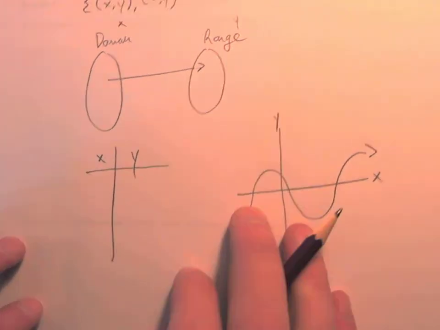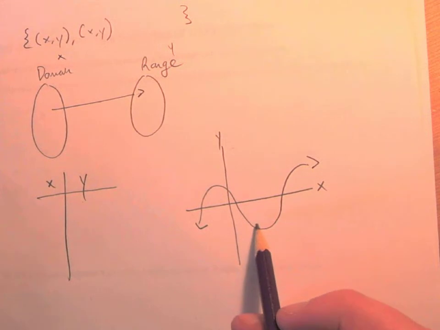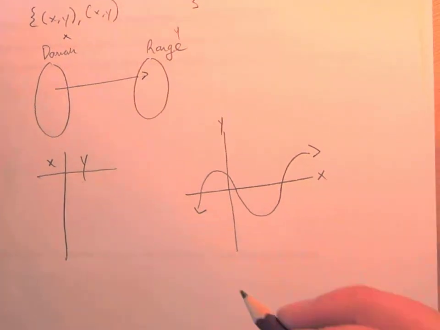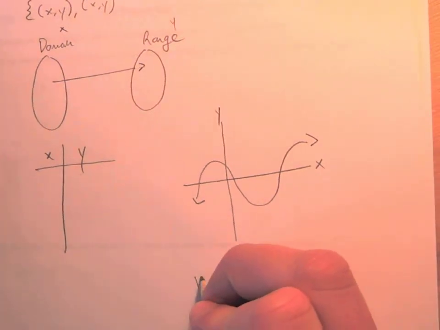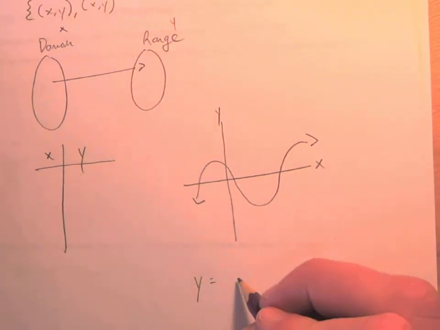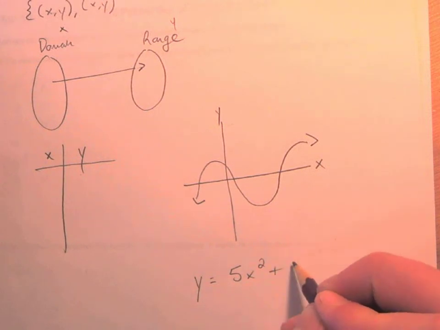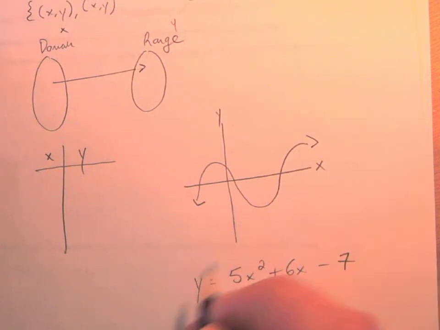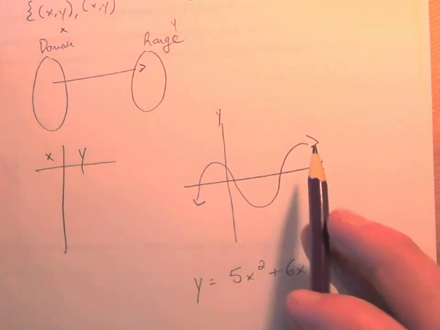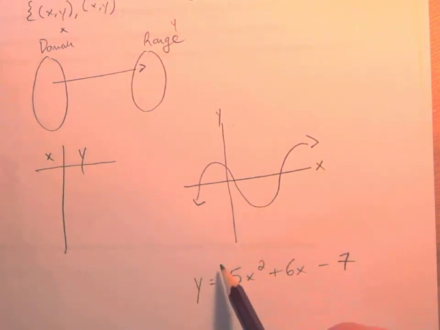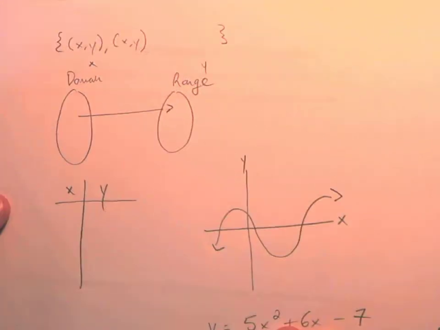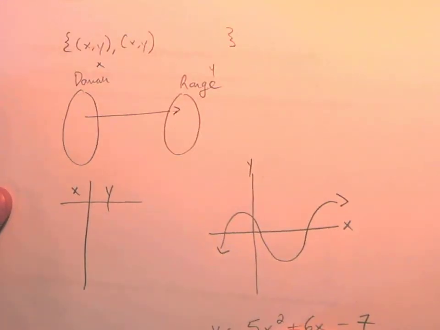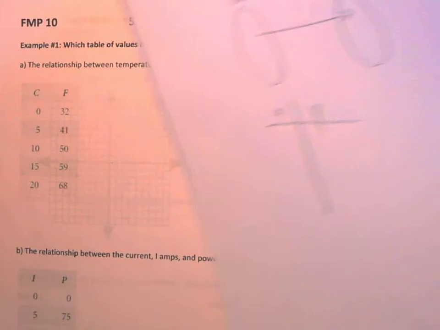Okay, there's actually another way, which is the same as representing this. I think we went over it last day, but it's an equation. Y equals 5x squared plus 6x minus 7. Just any equation also represents some sort of graph, okay? Some sort of curved graph. All right. So those are all the different ways to represent a relation.